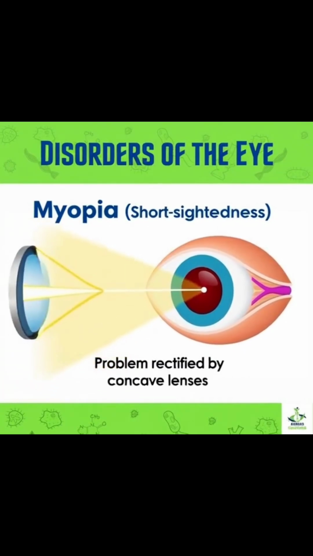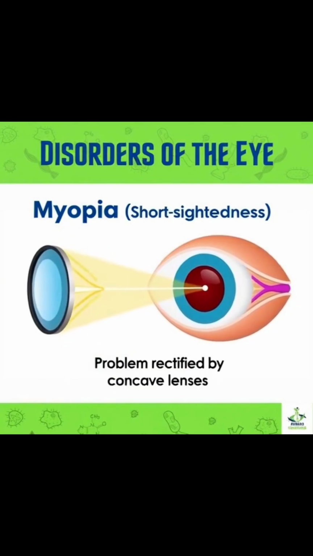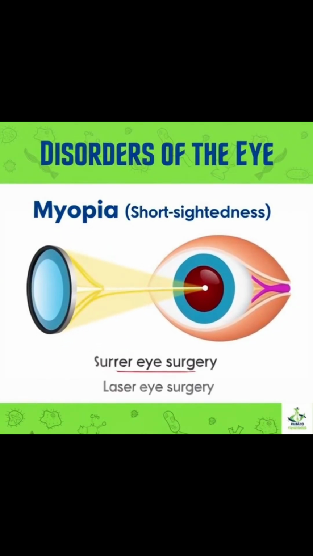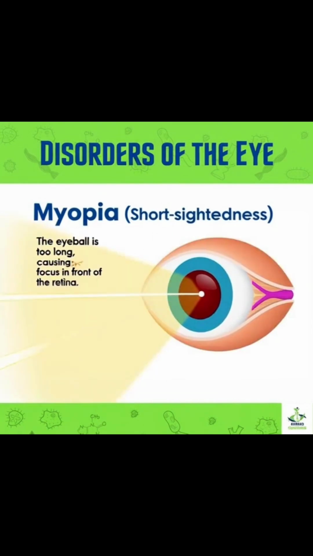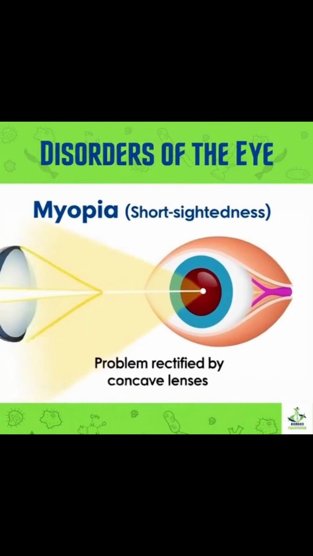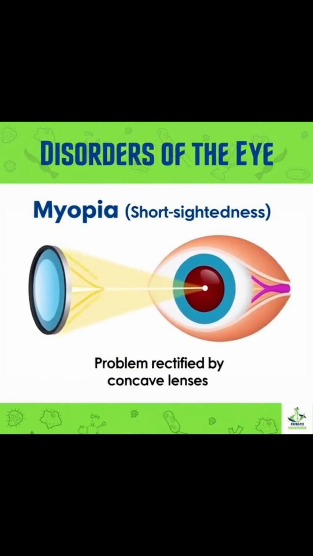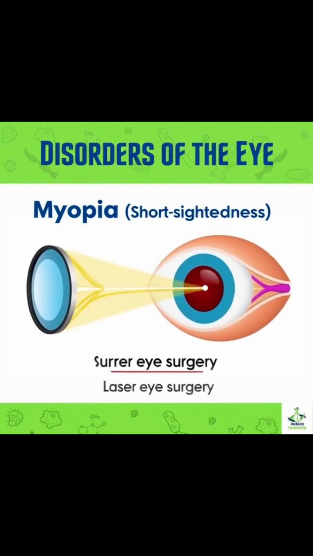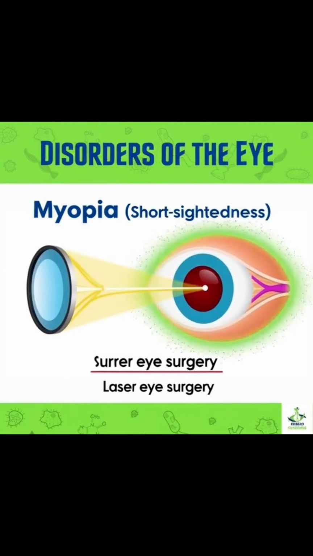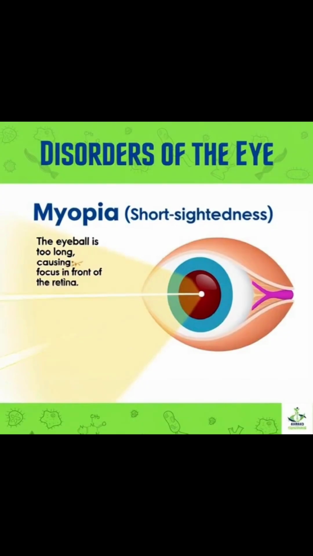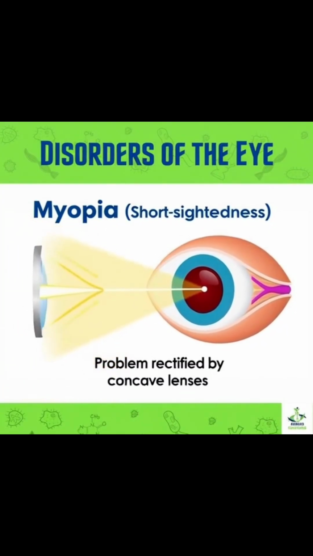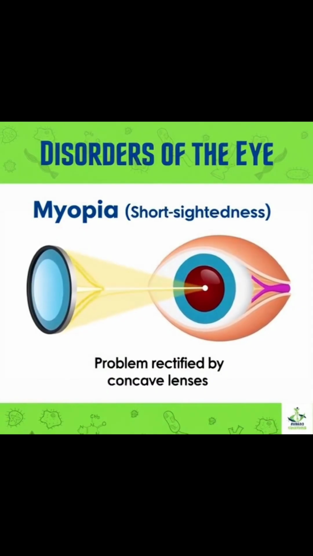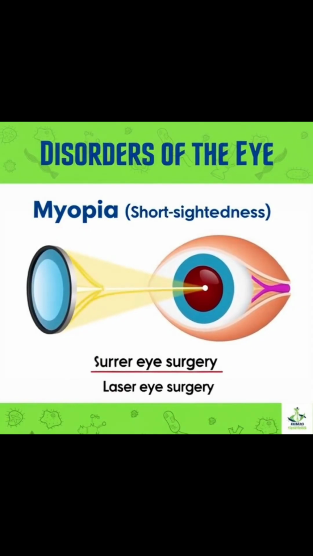Short-sightedness is an eye disorder in which a person can see close objects clearly, but distant objects are not clearly visible. This is also called myopia. This problem can be rectified by using a concave lens. A concave lens ensures that the light is focused on the retina of the eye so that distant objects do not appear blurry. Short-sightedness is also cured by laser eye surgery, where the cornea is reshaped to correct its curve, so light can better focus on the retina.